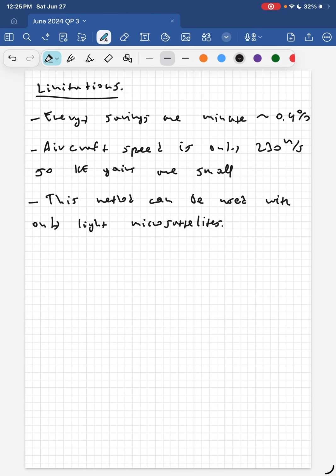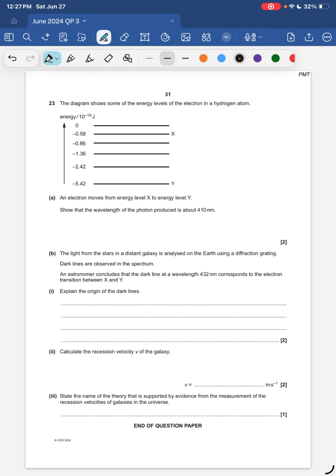So let's move on to the next question, which is the last question in this test. Okay, question 23. The diagram shows some of the energy levels of the electron in a hydrogen atom. An electron moves from energy level X to energy level Y. Show that the wavelength of the photon produced is about 410 nanometers. Okay, so the change in energy is equal to h times the frequency, which is equal to h times c over lambda. So lambda is hc over delta E.